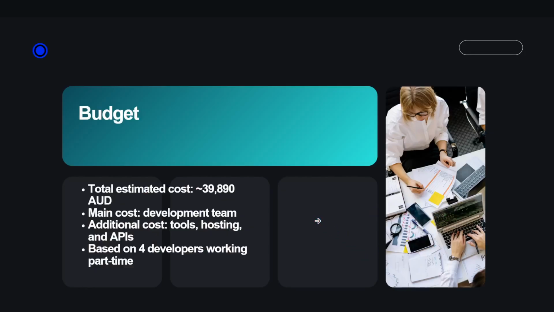So what about the budget here? The total estimated budget for this project is around 39,890 Australian dollars. It's very detailed because we really calculated how to pay the developers and programmers by the Australian minimum pay rates. Most of the cost of course comes from the development team. We have 4 programmers in our team, and they are all seniors, and we pay them $25 per hour.